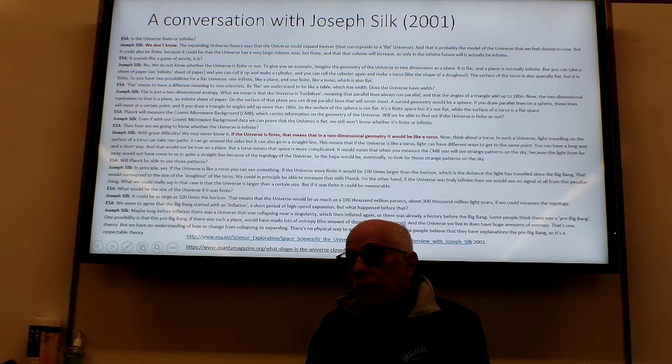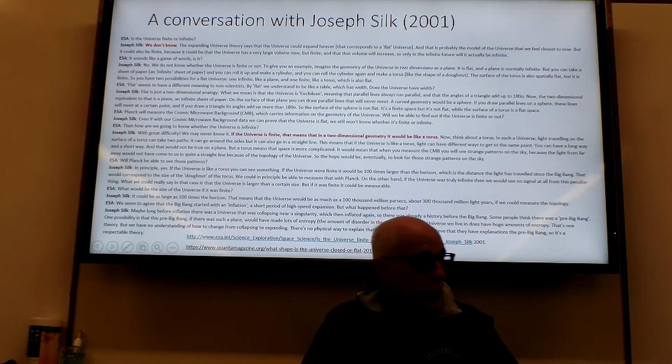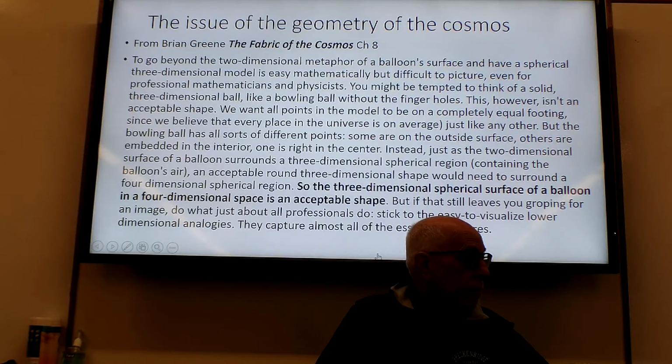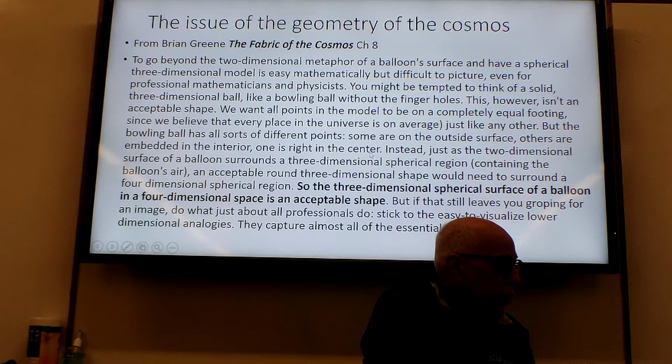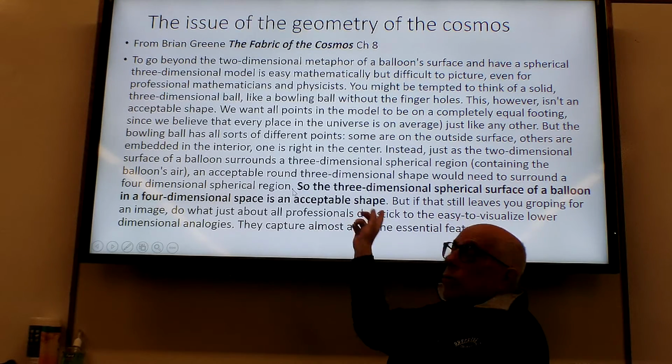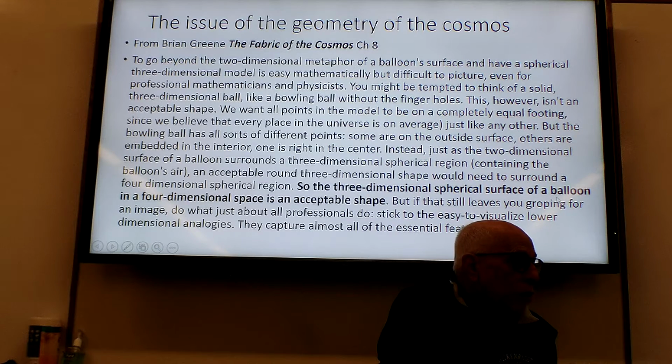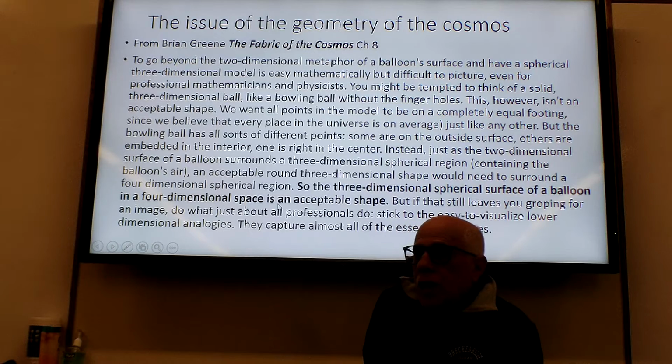But that's not enough to define what the shape is. It's a dilemma. Here's what Brian Greene says. There's a lot of words here too, and he highlights this in bold. I think you can probably read this from where you're sitting. So the three-dimensional spherical surface of a balloon in a four-dimensional space is an acceptable shape. So Anselm's right.